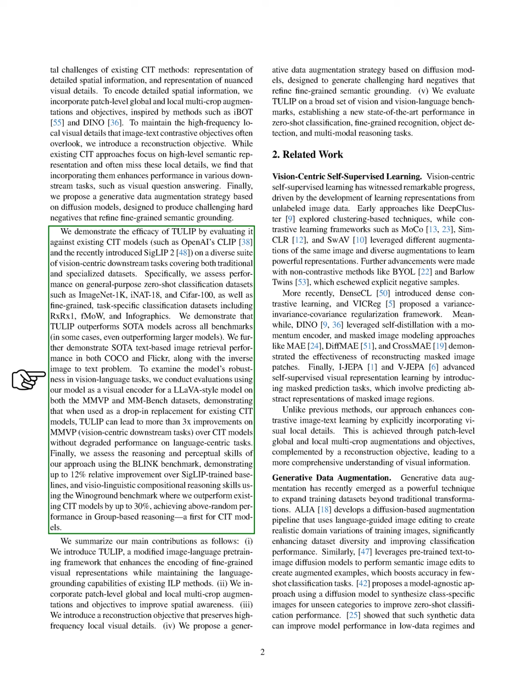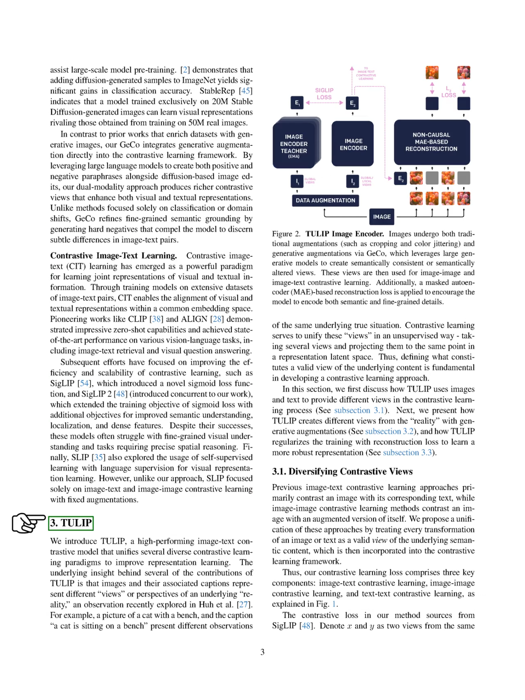We also evaluate reasoning and perceptual skills using benchmarks like BLINK and Winoground, where TULIP shows notable improvements over existing models. In summary, our main contributions include: I. Introducing TULIP to enhance fine-grained visual representation while maintaining language grounding. II. Incorporating multi-crop augmentations for better spatial awareness. III. Introducing a reconstruction objective for high-frequency details. IV. Proposing a generative data augmentation strategy. And V. Establishing new state-of-the-art performance across various vision and vision language benchmarks.